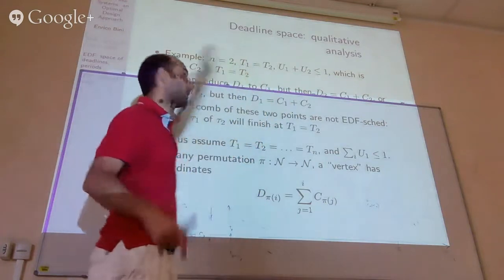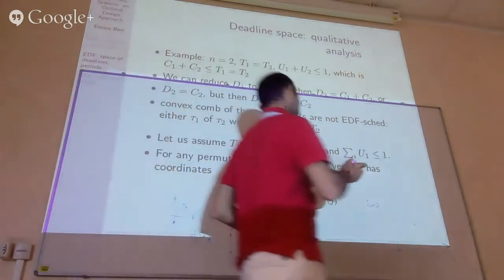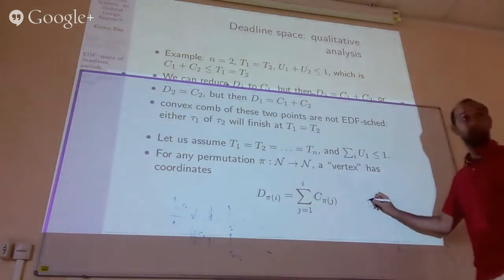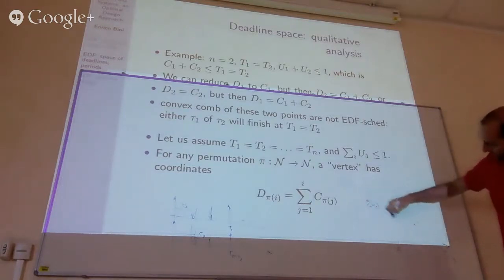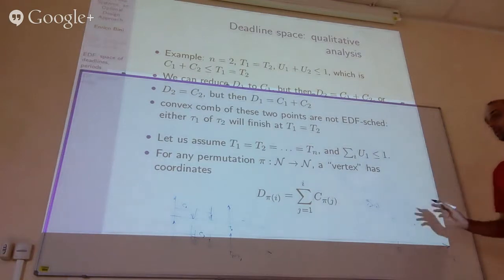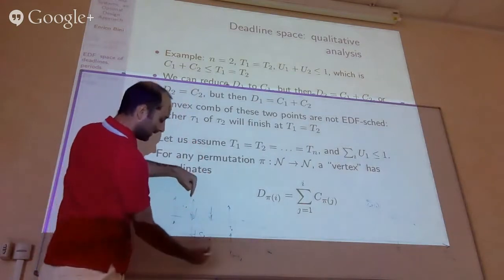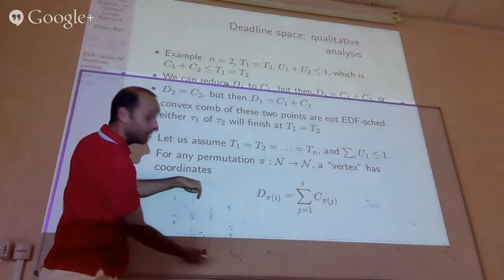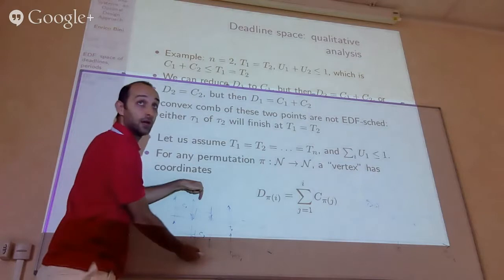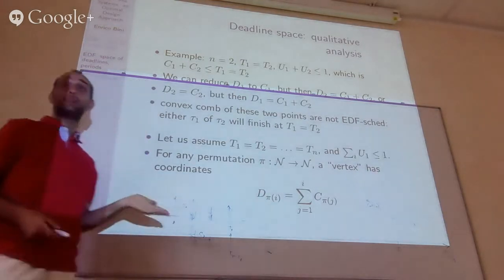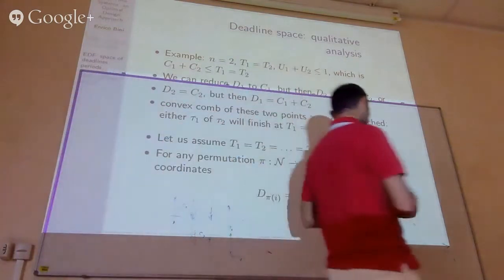Also something important, the convex combination of these two points. I know that this point is good, and this point is good, so a natural question would be, are the points in here good? And I would say no, actually no. Because what does it mean? It means let's say I have deadlines here. If I increase one and reduce the other in this way, are those deadlines feasible? No. Because at least one of the two deadlines has to be C1 plus C2. So these points are not good.